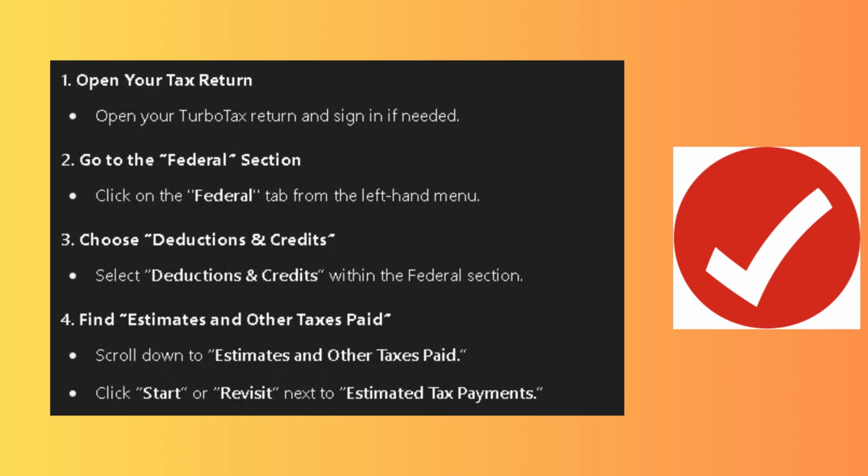Go to the Federal section. Click on the Federal tab in the left hand menu, choose Deductions and Credits, select Deductions and Credits within the Federal section, and find Estimates or Other Taxes Paid. Scroll down to Estimates or Other Taxes Paid, and click Start or Revisit next to Estimated Tax Payments.